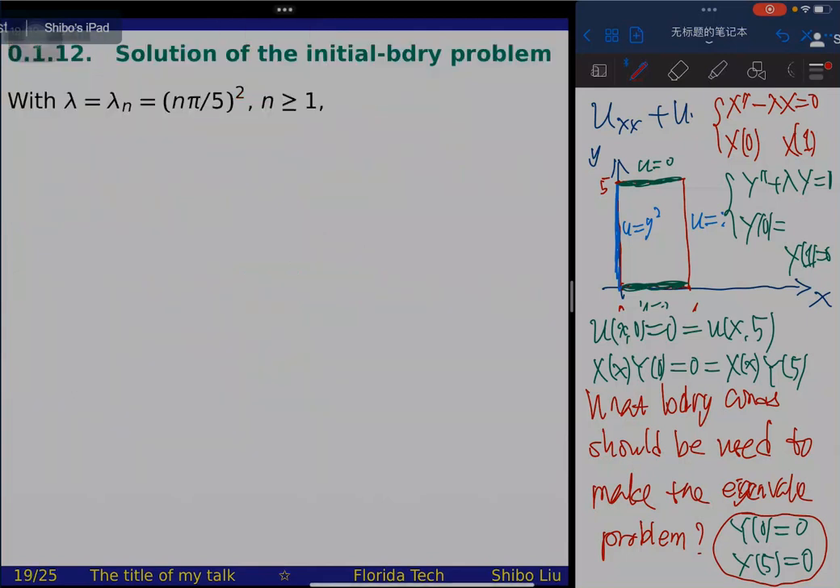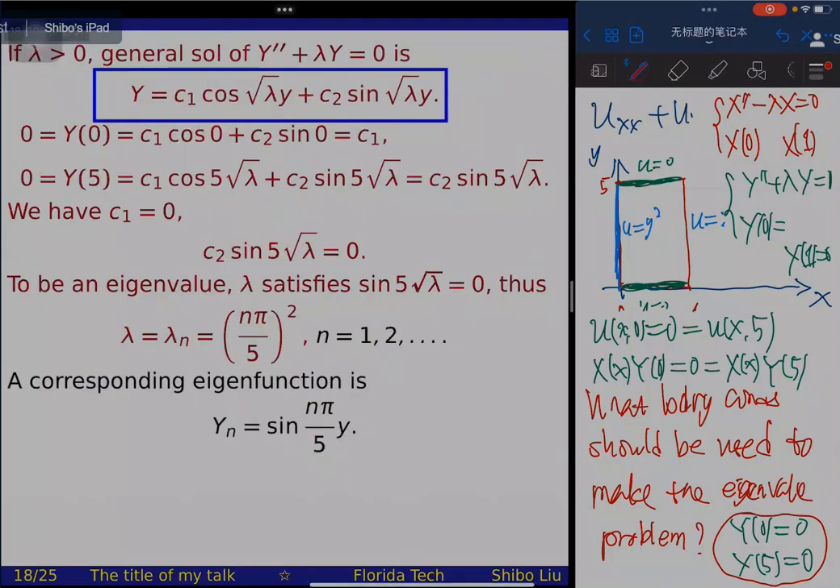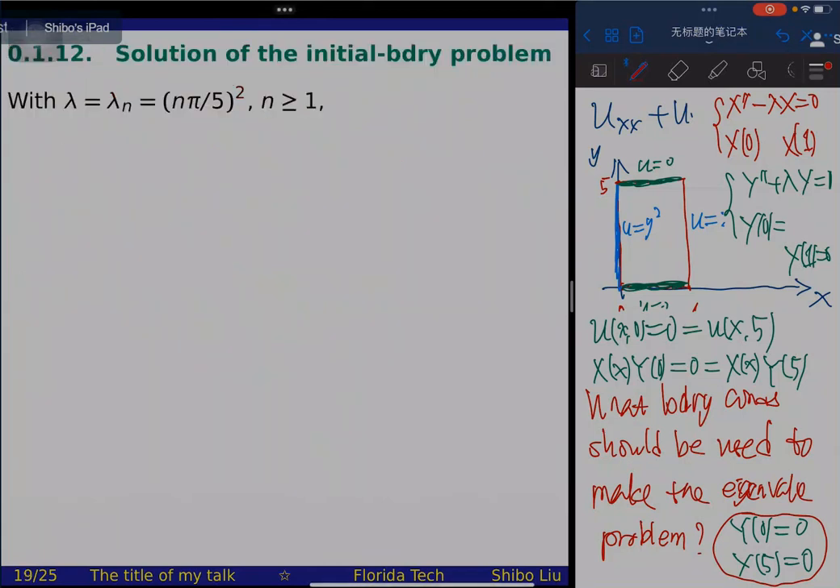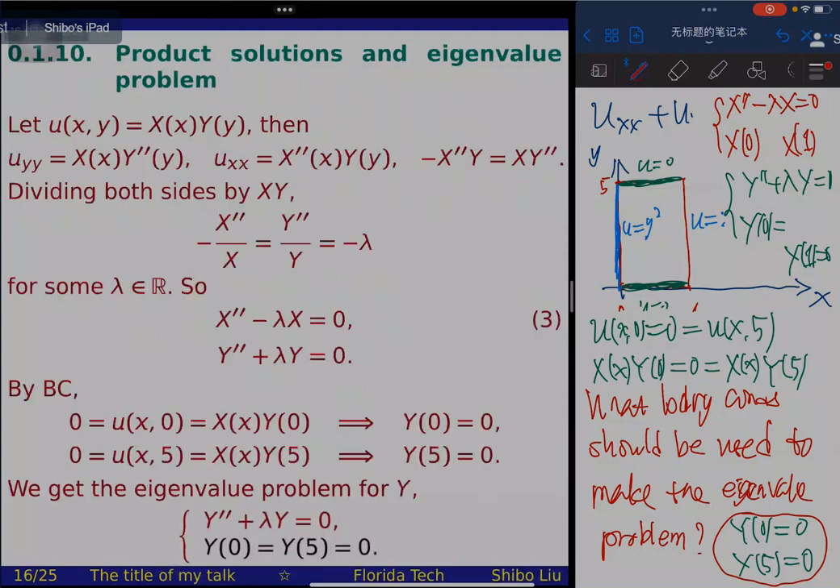Now the last solution of the initial boundary problem for our Laplace equation. Up to now we only know capital Y, but we still don't know what capital X is. So to find capital X using the lambda n, we can solve capital X from equation 3 here. That is the ODE capital X satisfies. Here the lambda is the same as that of Y. Therefore the lambda should be lambda n.